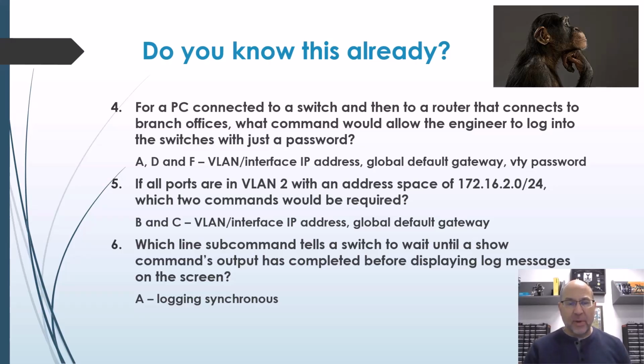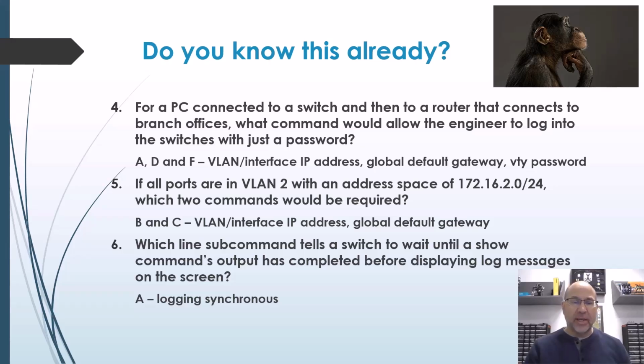Question number 5, if all ports are in VLAN 2 with an address space of 172.16.2.0, which two commands would be required? This is a networking question again. So the first thing that we would need, obviously, is an IP address on the switch. We put that on the VLAN. And then if we want to be able to get to it from everywhere, right? The question was a little bit longer than this. We need a global default gateway.